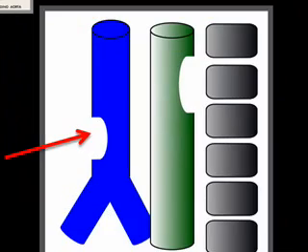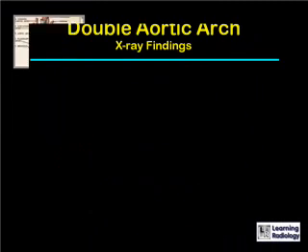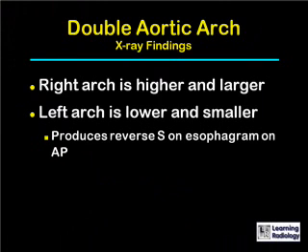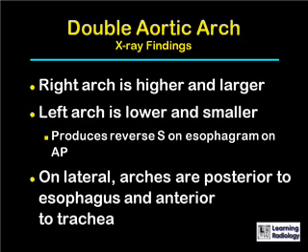A double aortic arch produces a posterior impression on the esophagus and an anterior impression on the trachea. As we said, the right arch is usually higher and larger than the left. This produces a reversed S sign on the esophagram in the AP projection. On the lateral view, the arches are posterior to the esophagus and anterior to the trachea.